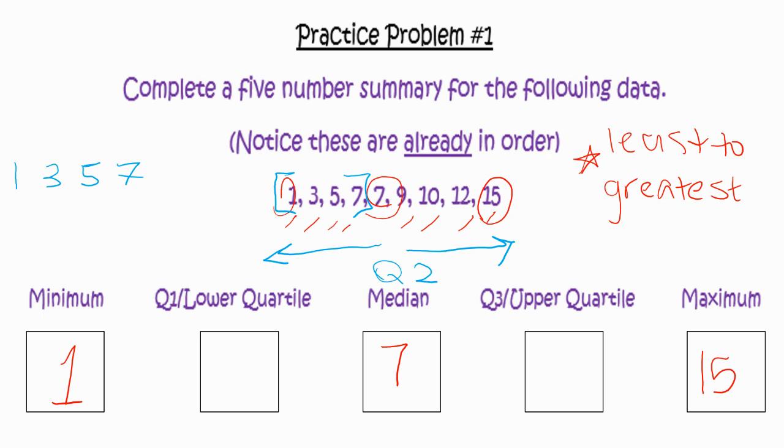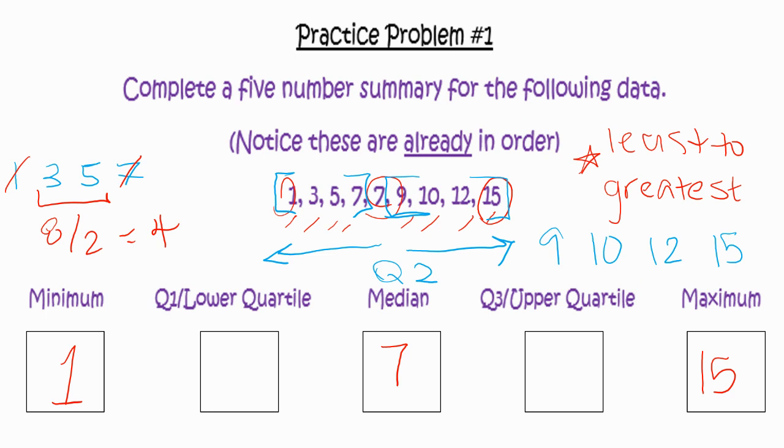And your upper quartile is going to be from that 9 to 15. So 9, 10, 12, and 15. And so Q3 is the median of that upper quartile. So if we're looking for the median of the lower quartile, again, we're going to count into the middle. So 1, 3, 5, 7, we got 2 numbers. We're going to add those together and then divide by 2. So 3 plus 5 is going to give me 8, and dividing that by 2, we get 4. And that's the number that falls between that 3 and 5. So 4.